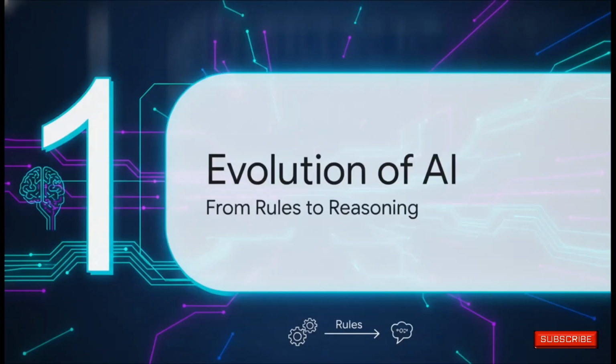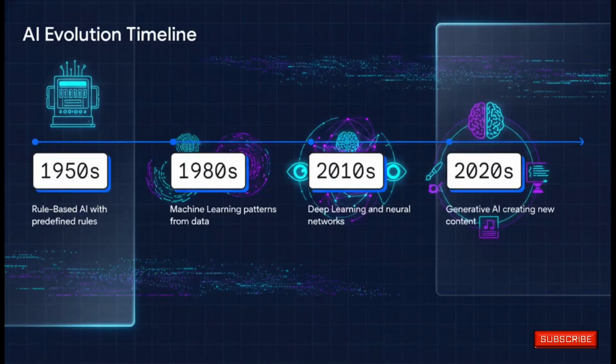Okay, part 1. The evolution of AI, from rules to reasoning. We didn't just wake up one morning with these near-godlike AI capabilities, right? This has been evolving for decades. Back in the 1950s, up through the 80s, we basically just had rule-based AI. Think of an old-school customer support phone menu. Press 1 for billing, press 2 for support. It was rigid. It only did exactly what it was programmed to do.